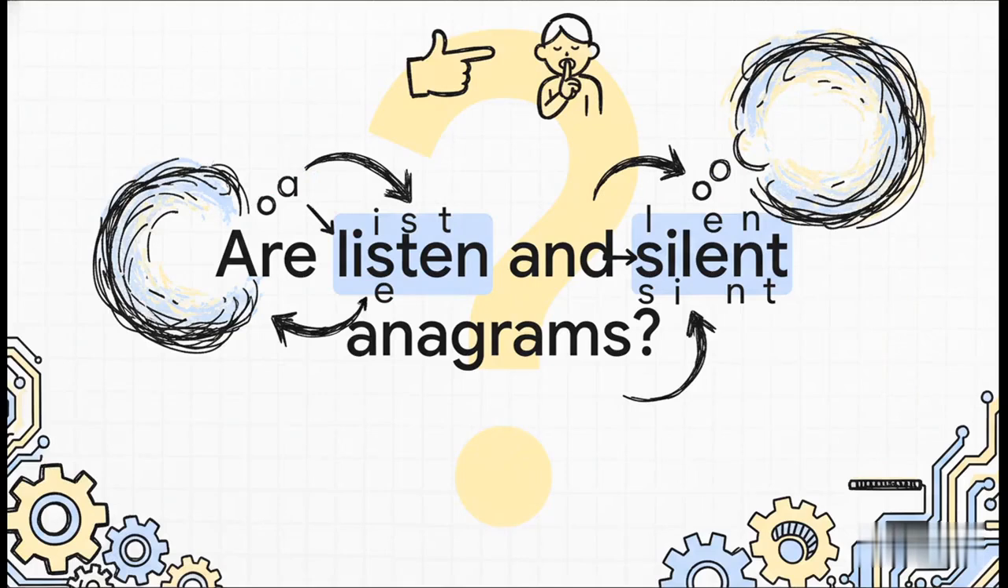So, to get our minds warmed up, just take a quick look at these two words, listen and silent. Are they anagrams of each other? I mean, they've got all the same letters, right? Just shuffled around. The answer is a big yes, and our goal today is to teach a computer how to figure that out for any two words you throw at it.